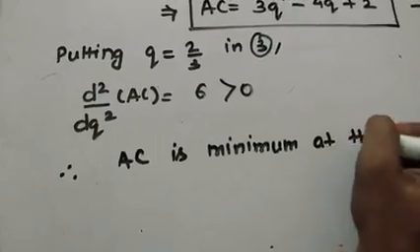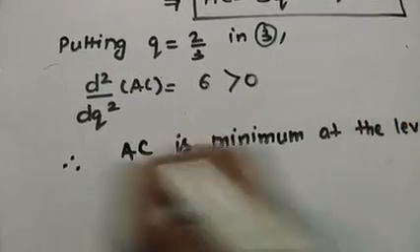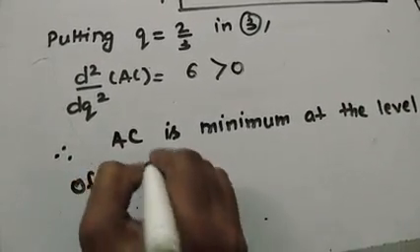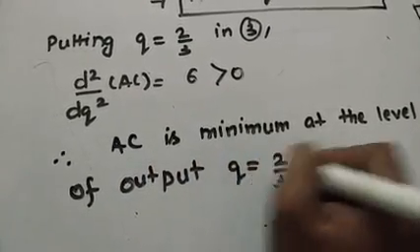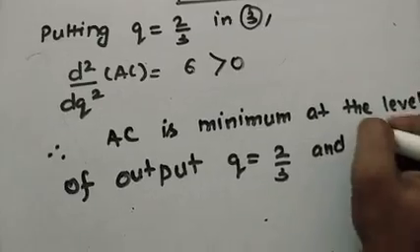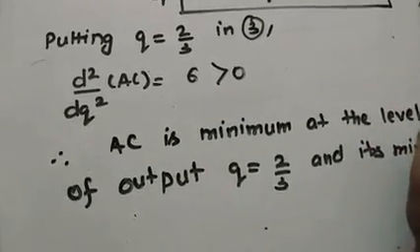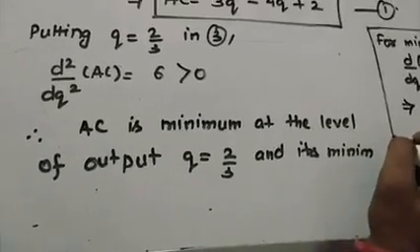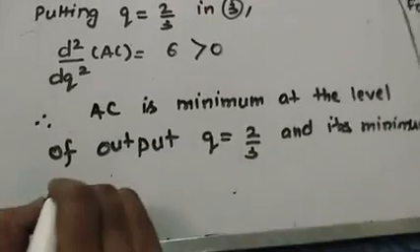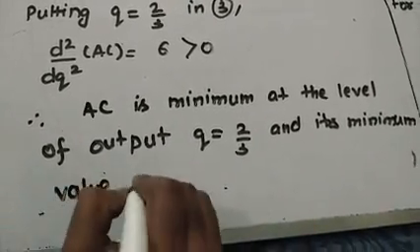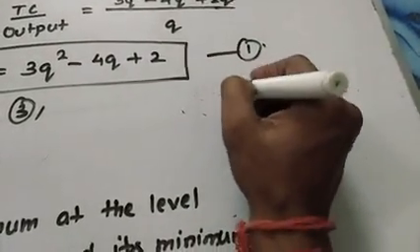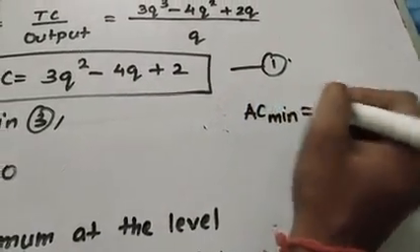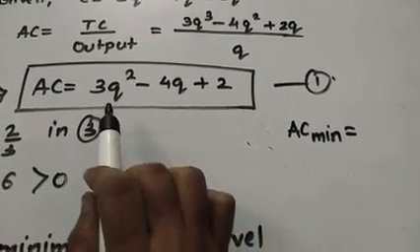at the level of output q equals to 2 by 3, and its minimum value is, that means average cost minimum. So what was the average cost function? This is the average cost function.